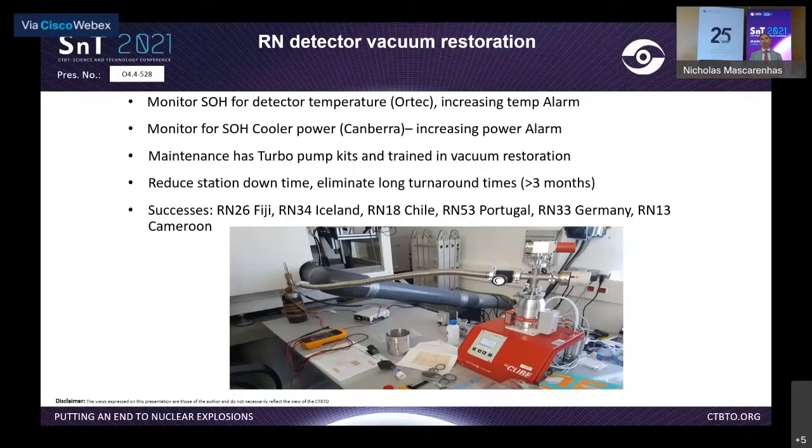A picture shows you the equipment that we use to go on site or bring the equipment back when we intervene and then restore the vacuum and then quickly bring the system back into operation. So this has been successfully done, reducing our turnaround in many of the stations, for example, Fiji, Iceland, Chile, Portugal, Germany, Cameroon, and many, many other stations. It's now very often used, vacuum restoration to fix detectors, and all our staff and maintenance are trained on it and can quickly do this. Next slide.